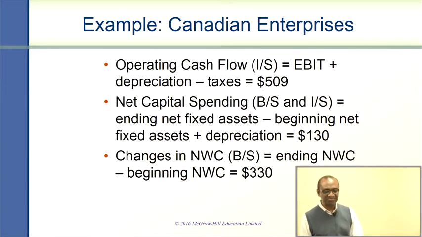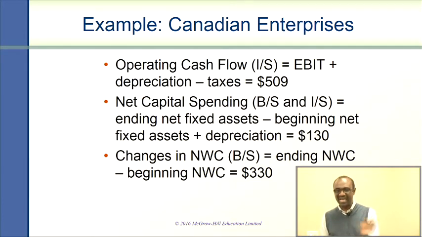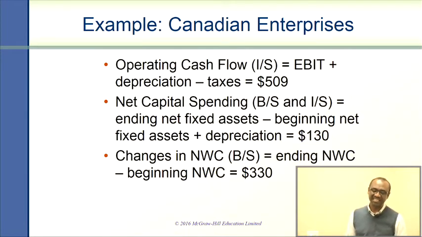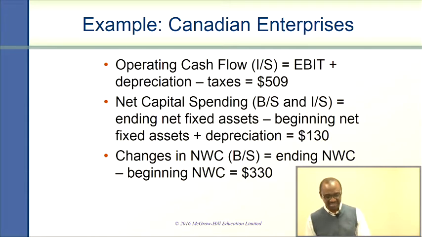So in order for us to calculate the operating cash flow, we look at the total earnings before interest and tax, add back depreciation, but tax is a cash item, which is actually a cash expense paid to CRA. We subtract that. If we do that, we'll get $509 as the operating cash flow incurred in the period.